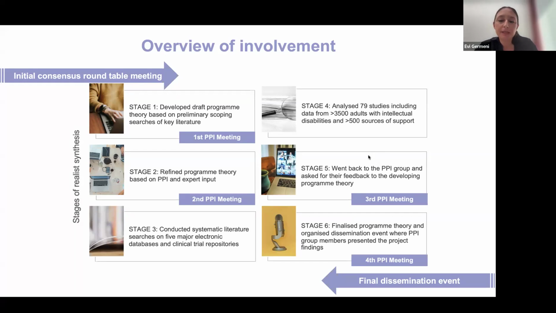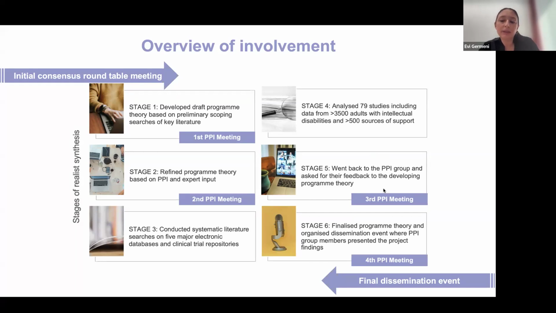The first meeting started with an overview of the project and the role of the PPI group. And then we had an open discussion about PPI members' experiences and views of lifestyle modification interventions, which fed directly into our initial draft program theory, developed based on preliminary scoping searches of key literature.